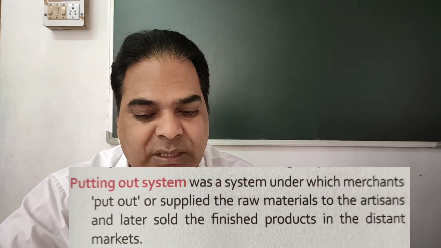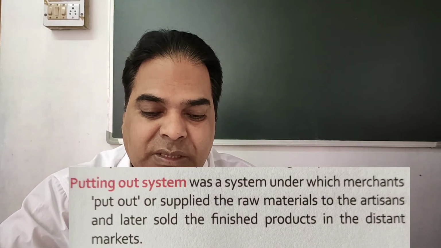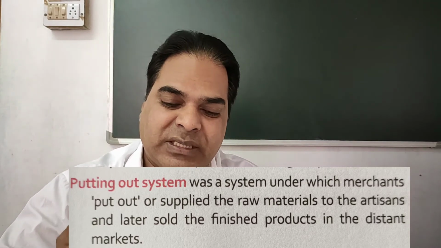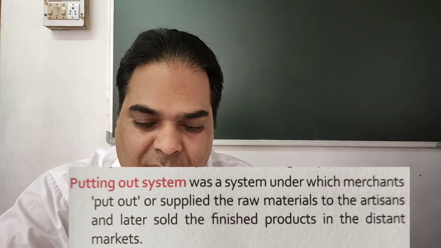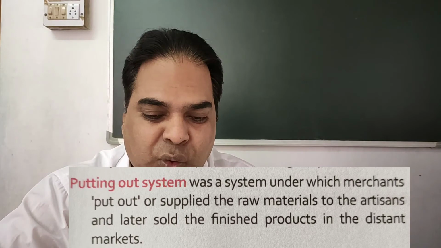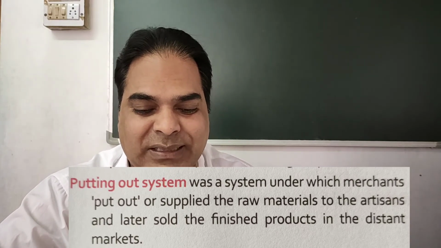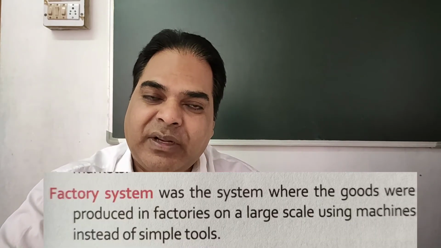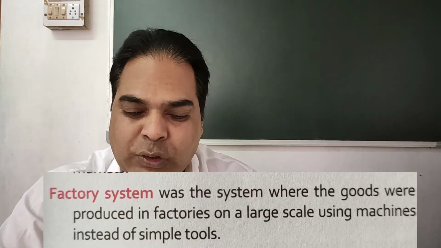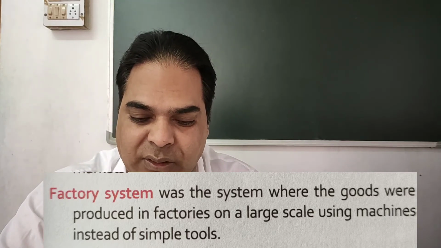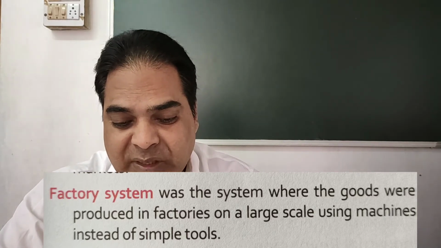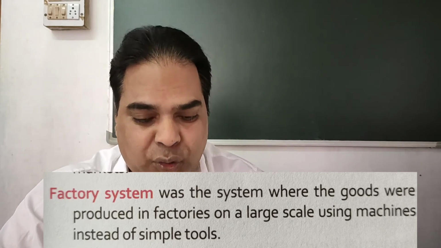The next one is the putting out system. It was a system under which merchants put out, that means merchants supplied the raw materials to the artisans and later sold the finished products in distant markets. Then all these systems were replaced by the factory system. The factory system was a system where goods were produced in factories on a large scale using machines instead of simple tools.